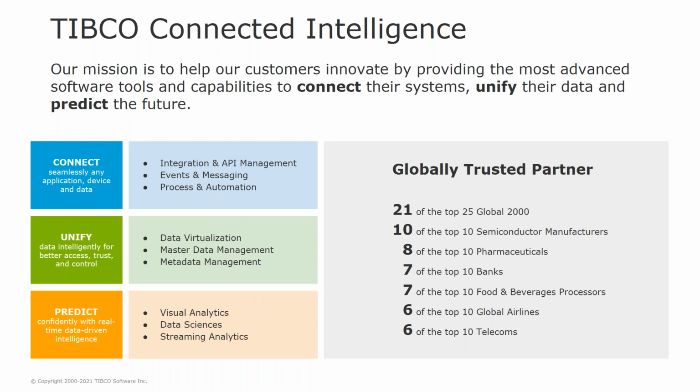TIBCO, just some words about the company, who we are. So TIBCO software is about unlocking the potential of real-time data, all for making faster and smarter decisions. Now, the TIBCO Connected Intelligence platform is mainly about 3 different pillars. Firstly, about connecting systems, then unifying data, and predicting the future. Briefly, what is Connect is integration, API management. It's about events, messaging, processes, and automations.